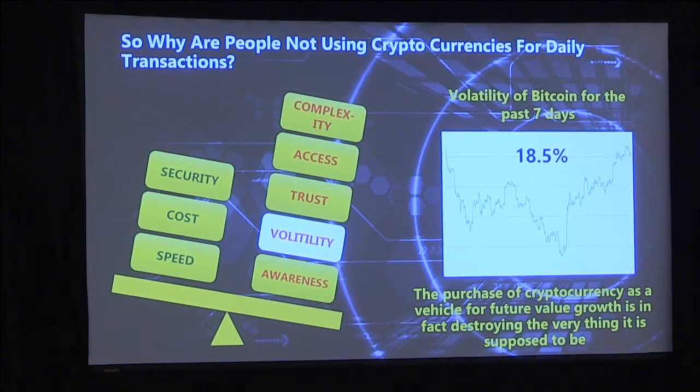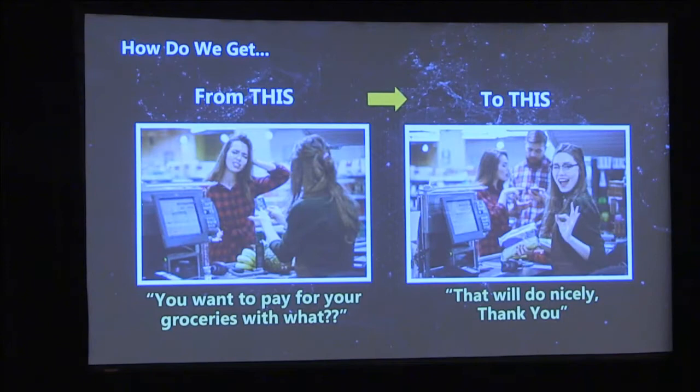What I find quite ironic is that the reason people buy most cryptocurrencies is they believe it is going to become a digital currency of the future, but the very fact of buying it and selling it is actually stopping it from being that because it's so volatile. So it's actually quite an ironic situation we find ourselves in. So how do we get from, you want to pay with what, did you say, sir? To actually saying, that's no problem, we can take that currency, it's really not a problem.